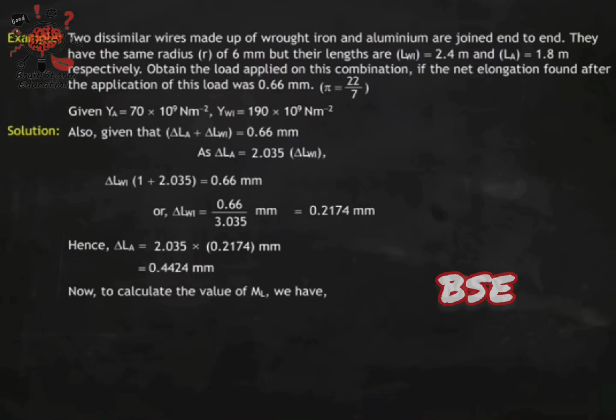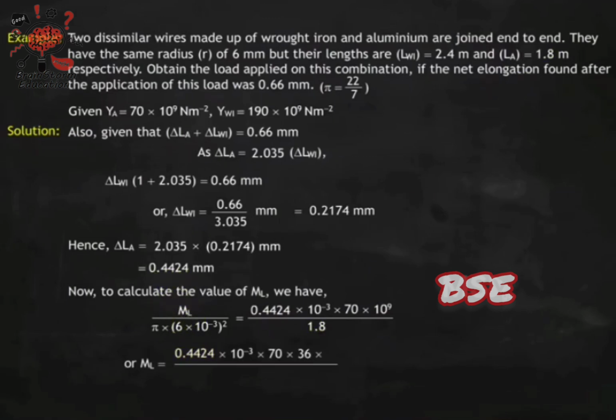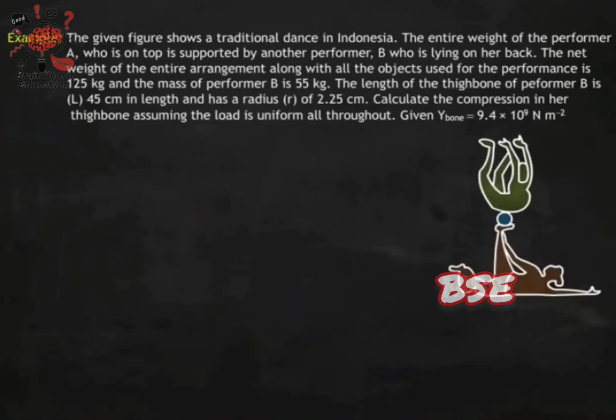Now, to calculate the value of ML, we have ML / (π × (6 × 10^-3)²) equals 0.4424 × 10^-3 × 70 × 10^9 / 1.8, or ML equals 0.4424 × 10^-3 × 70 × 36 × 22 / (1.8 × 7) equals 194.656 newtons.